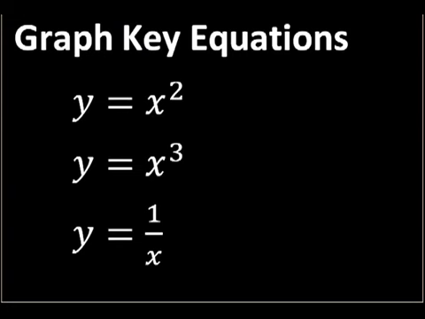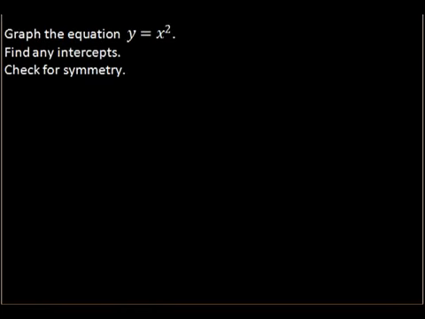I want to take just a couple more minutes here to talk about the graph of key equations. A lot of you probably know this already, so you can just skip through this part of the video, but let me review it for a second. We're going to look at y equals x squared, y equals x to the third, and y equals 1 over x. So first we're going to graph the equation, find any intercepts, and check for symmetry. And we're actually going to do that on the calculator.